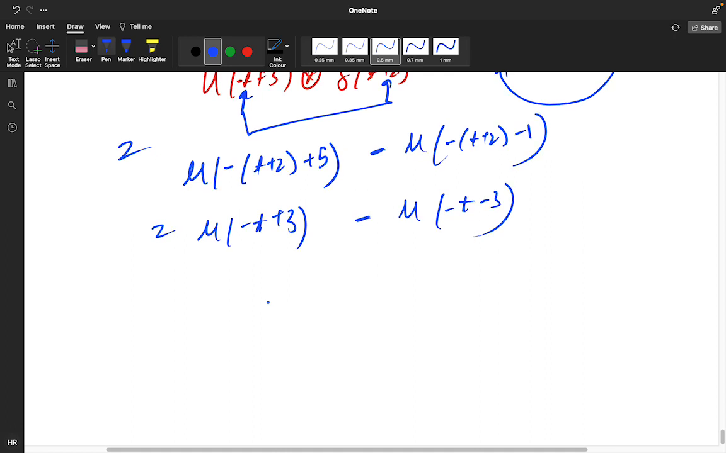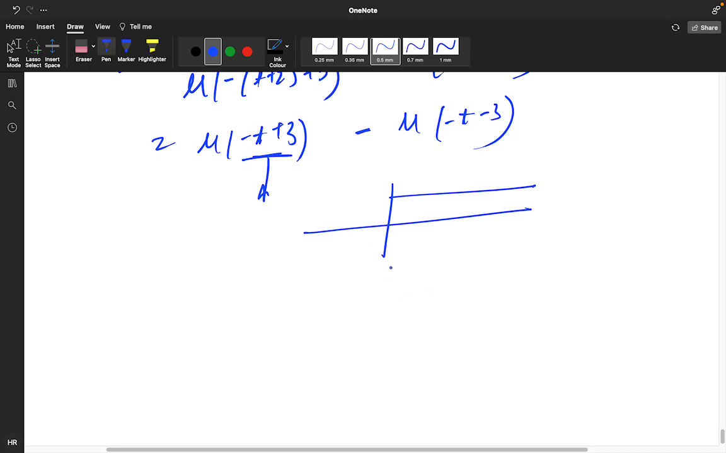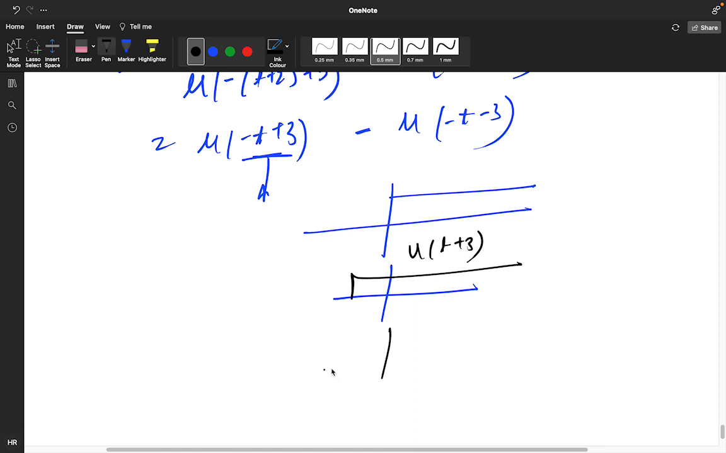If anyone asks what the graph of this will be, how will you draw it? First draw u of t. Then shift it by 3, so it will be at minus 3. So this is u of t plus 3. Then you need to reverse this. U of minus t plus 3 will be like this, meaning it will start from 3. So this diagram is done for this.